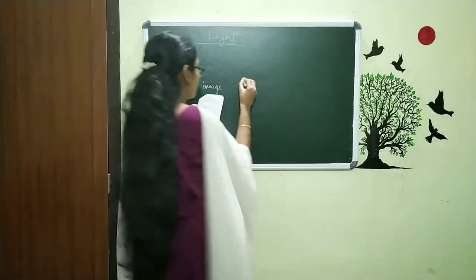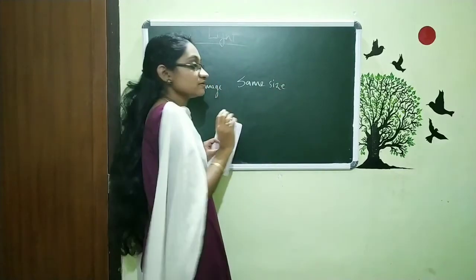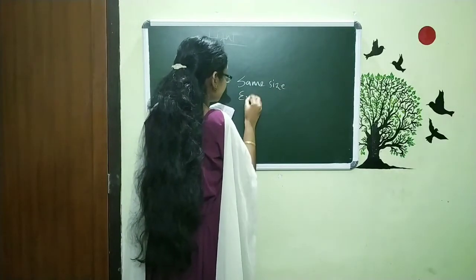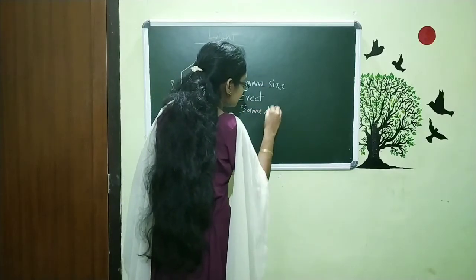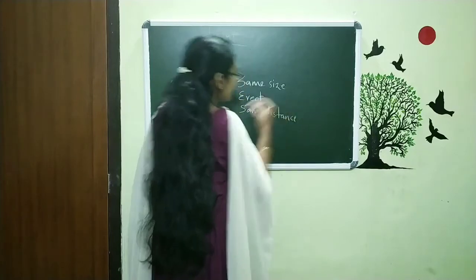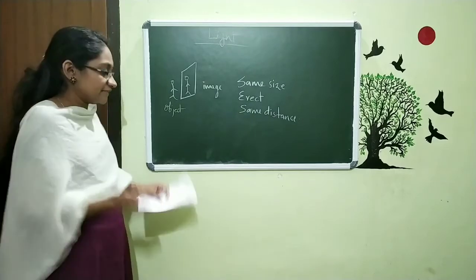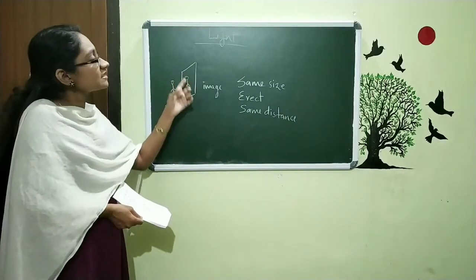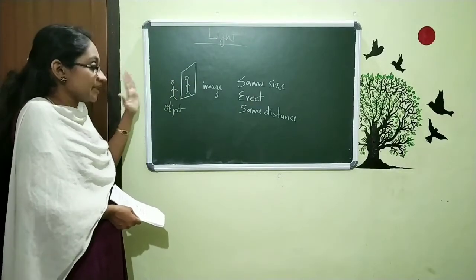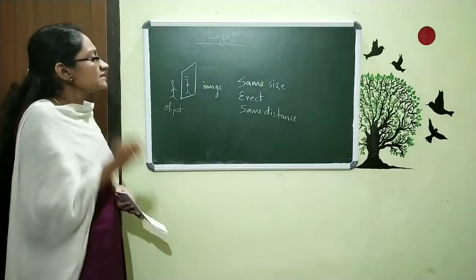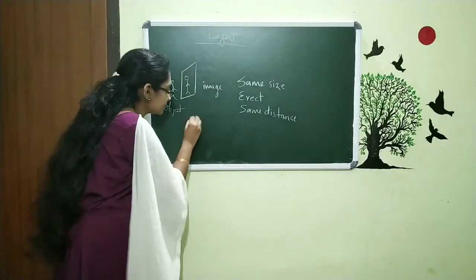It is the same size. It is erect, and it is at the same distance. We also said that it is not possible to focus it on a particular screen. That means the image is on the surface of this mirror itself. It's not possible to focus it on another plane or screen. So these are the properties of the image formed on the plane mirror.